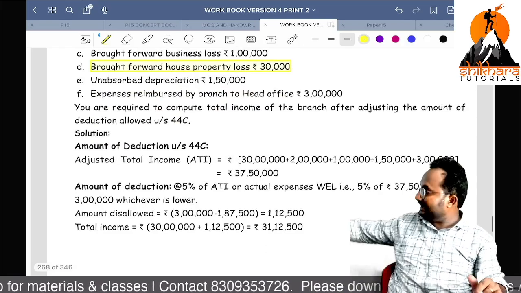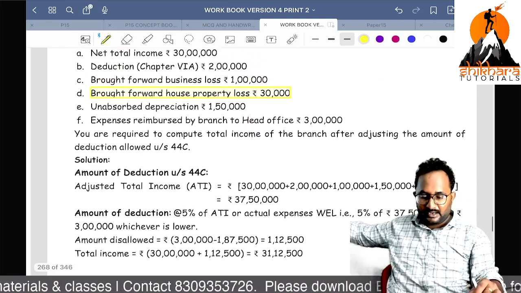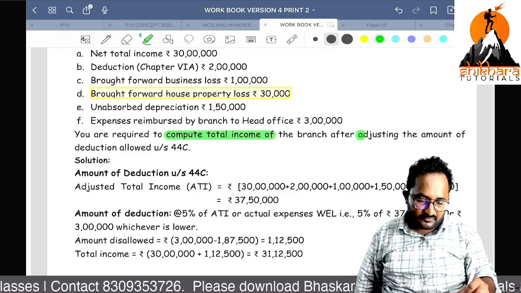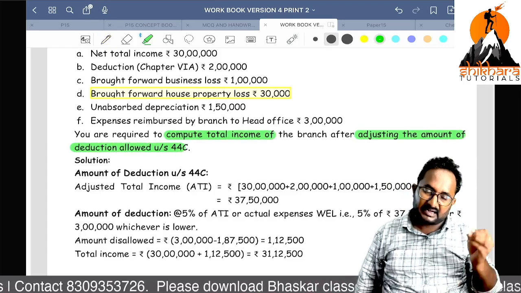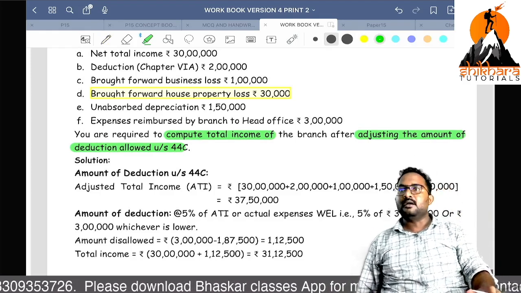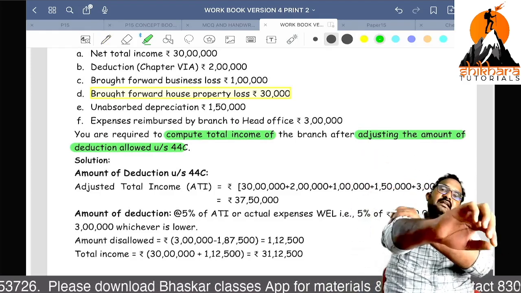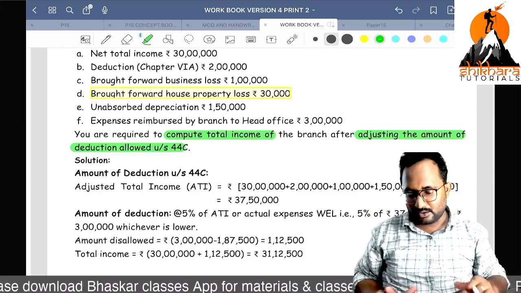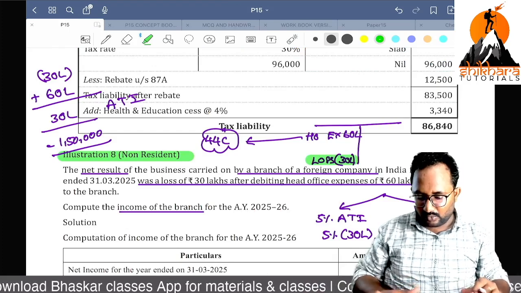So already I have given the total things in detail. Yes, you can calculate. Directly they are asking what is the total income of the branch after adjusting the deduction under section 44C. 44C means automatically you have to remember head office expenditure deduction in the hands of branches. Clear? Yes, quickly we have to do the remaining also.